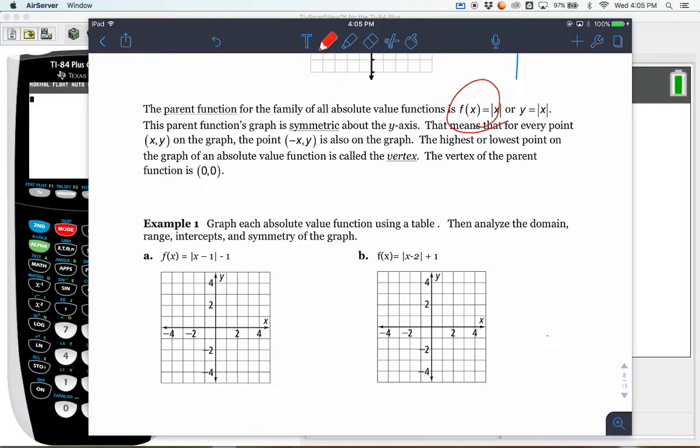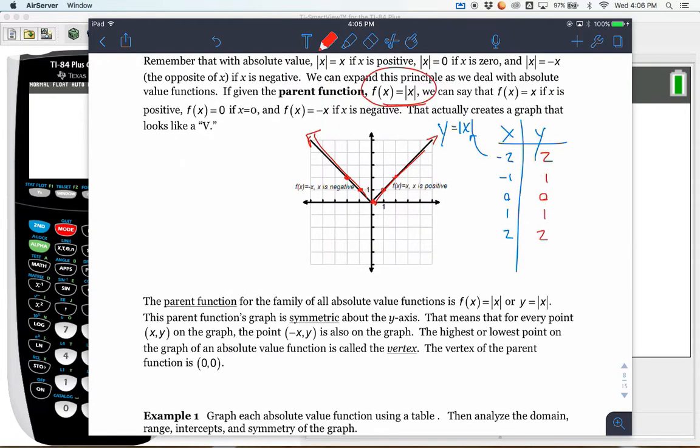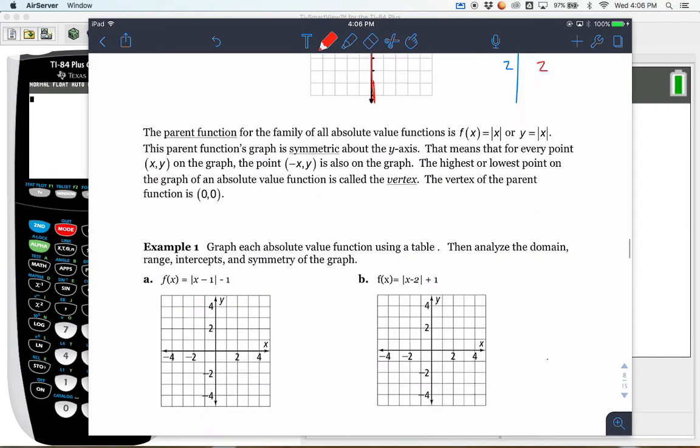It's symmetric about the y-axis, so the y-axis cuts the graph into two equal parts. It's mirrored across the y-axis. That means for every point x comma y on the graph, -x comma y is also on the graph. The highest and lowest point of the graph is called the vertex. The vertex of the parent function is 0, 0.